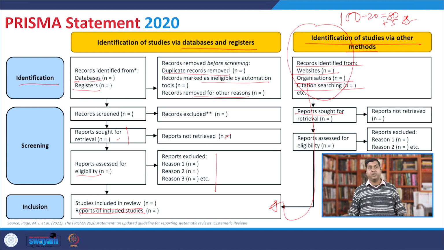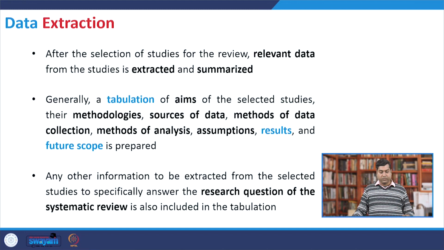The reason can be specified by the researcher, and then you include both of them into the overall inclusion, and now you go for a detailed review of it. So, this is the initial stage where you just identify the suitable literature for your SLR. Now, the next stage is data extraction. In this case, after selecting the studies that you need to review further in the SLR, you extract the relevant data and then summarize it.